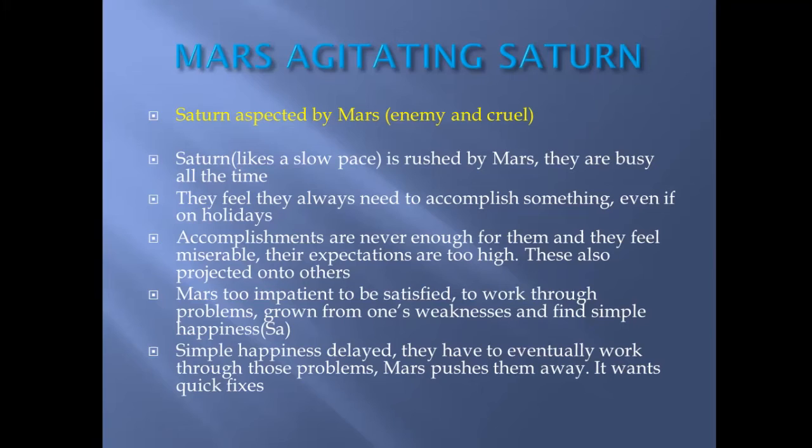And they might also project these expectations on others. Mars is too impatient to be satisfied in this case, even to work through problems, or to find simple happiness, which is represented by Saturn. Remember, Saturn is a very natural and simple planet. So simple happiness is going to be delayed, and they're going to have to eventually work through those problems that are stopping them from finding fulfillment. But Mars is always going to push them away from doing that. Mars wants to fix things quickly, but Saturn is not going to allow that.